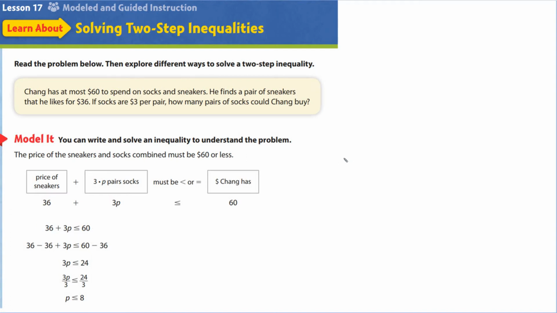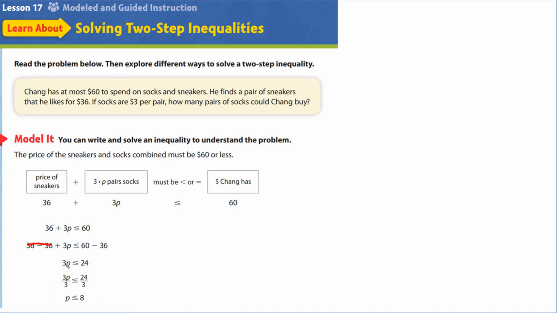I'll use a flowchart here, but let's do it this way first. So get rid of the constant first. This is positive 36, so we're going to subtract 36 from both sides of the inequality. 36 minus 36 cancels each other out. It's 0. We're left with 3p. 60 minus 36 gives us 24.